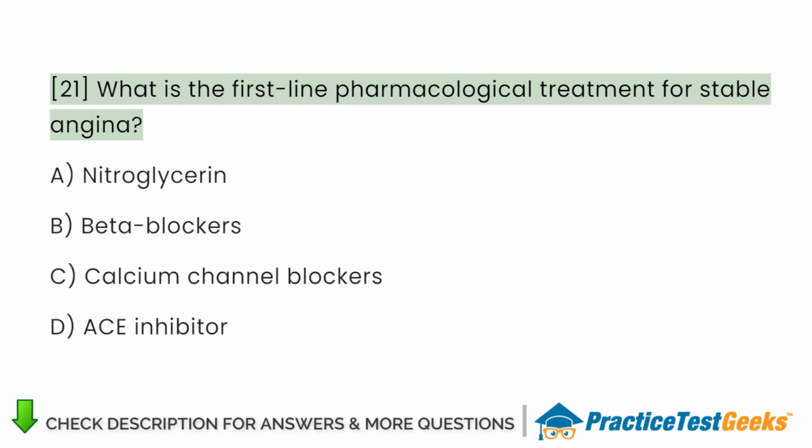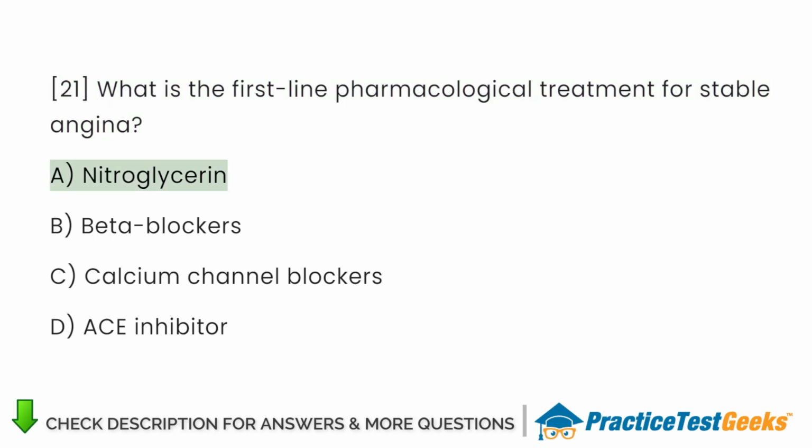What is the first-line pharmacological treatment for stable angina? A. Nitroglycerin. B. Beta blockers. C. Calcium channel blockers. D. ACE inhibitor.